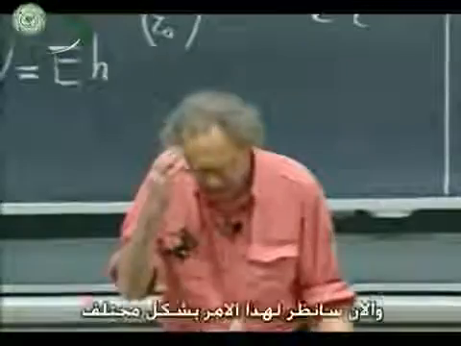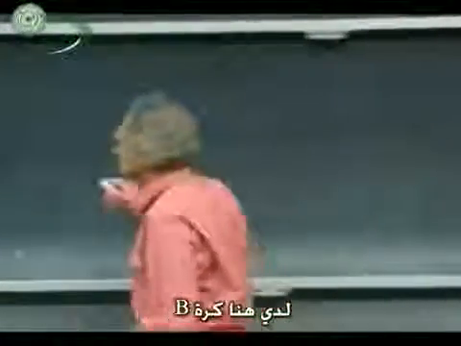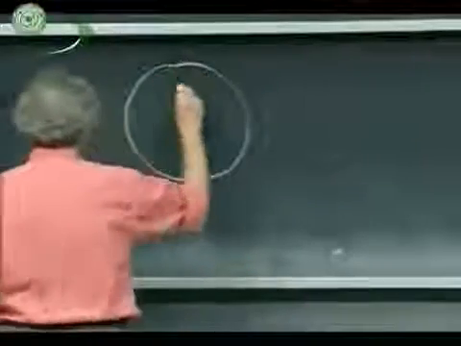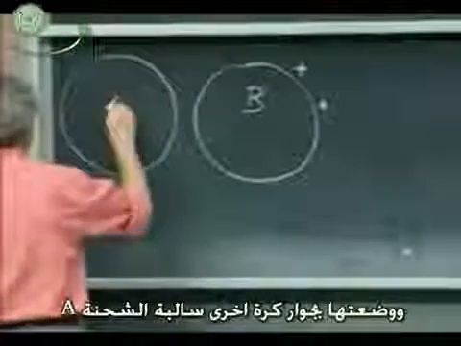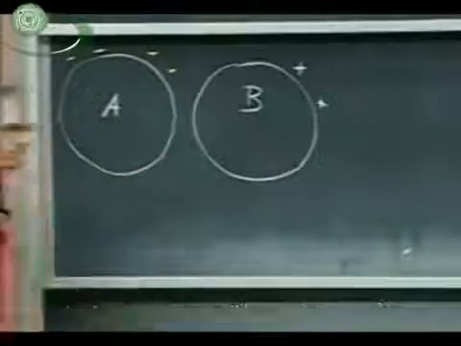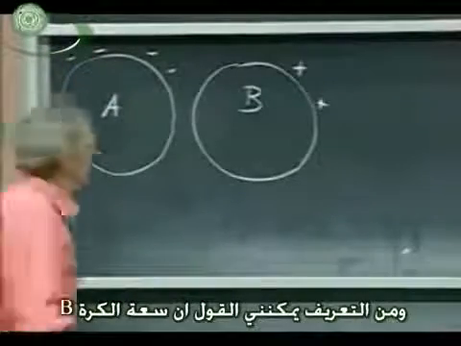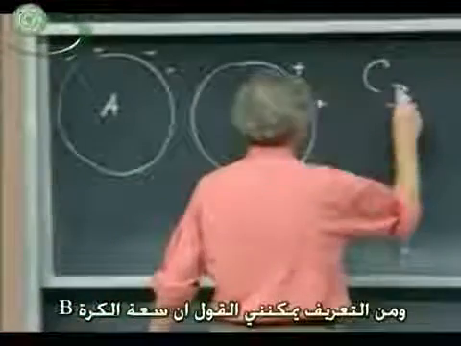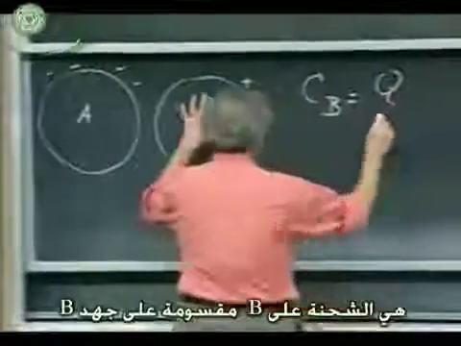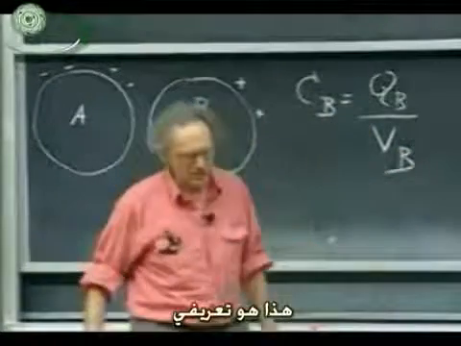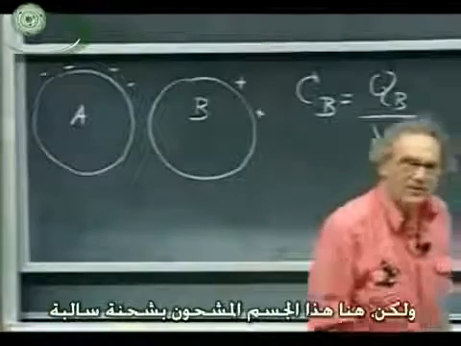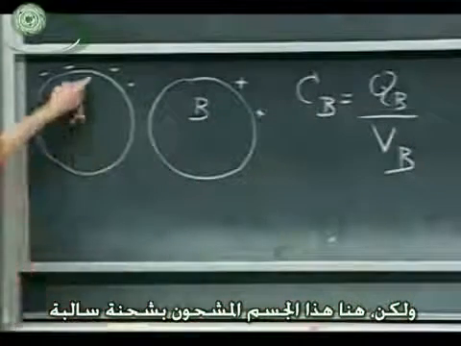Now, I will look at the situation a little bit differently. I have here a sphere, B, positively charged, and I place it close to another sphere, A, which is negatively charged. And so, by my definition, I can say that the capacitance of B is the charge that I have on B divided by the potential of B. That would be my definition. But there is here this object which is charged negative.